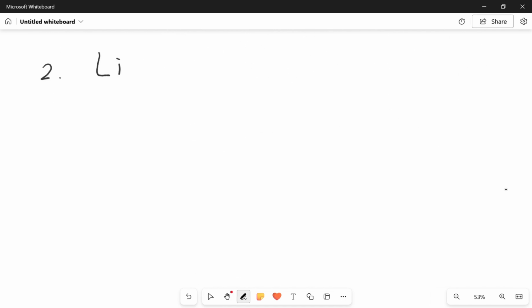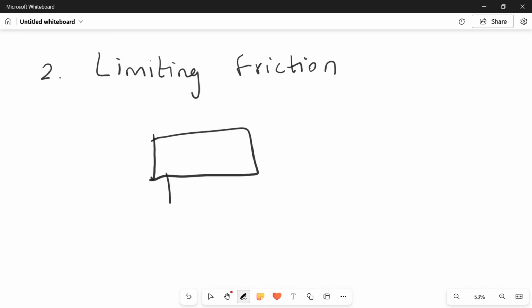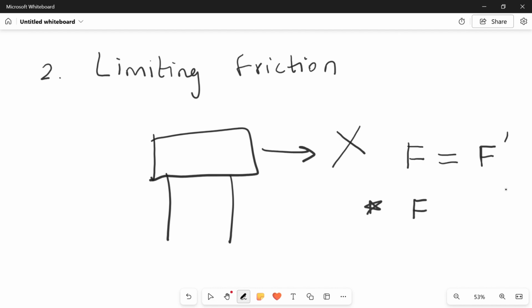Number two, limiting friction. The biggest friction just before the table starts to move. This is the maximum force the surface can use to stop the movement. Here also, force applied is equal to the friction. Remember, here, frictional force is at its maximum.